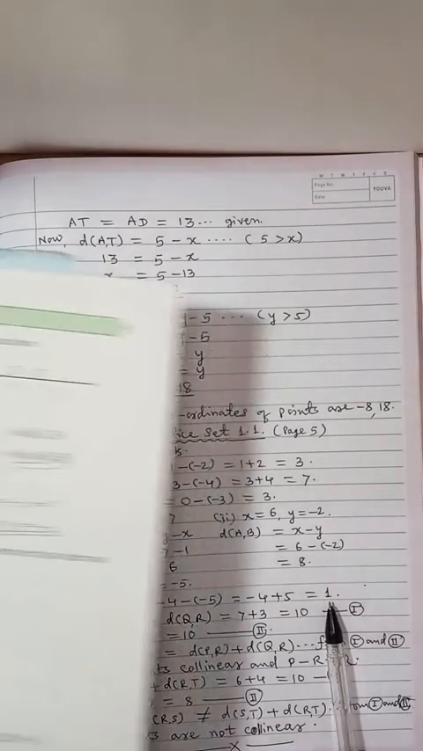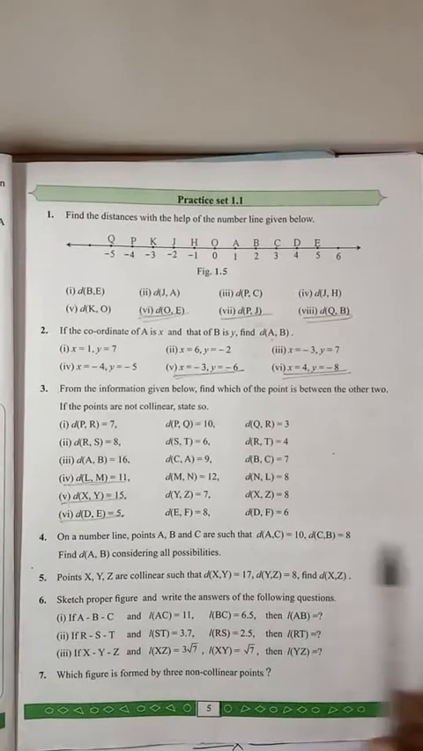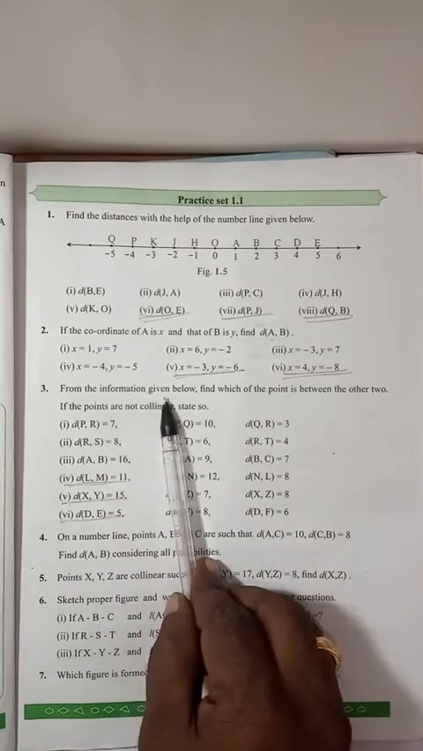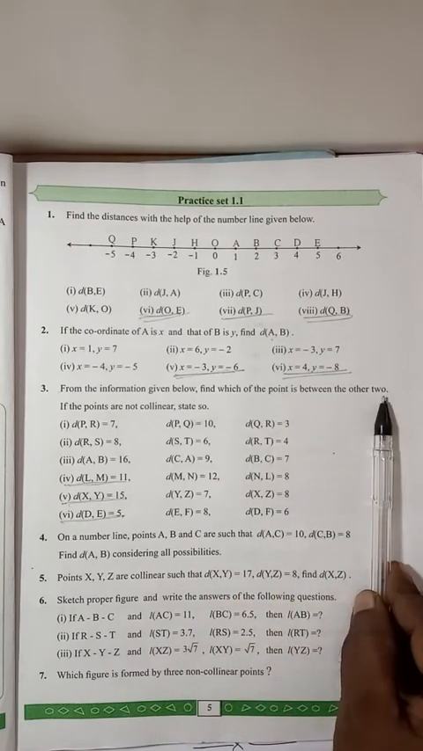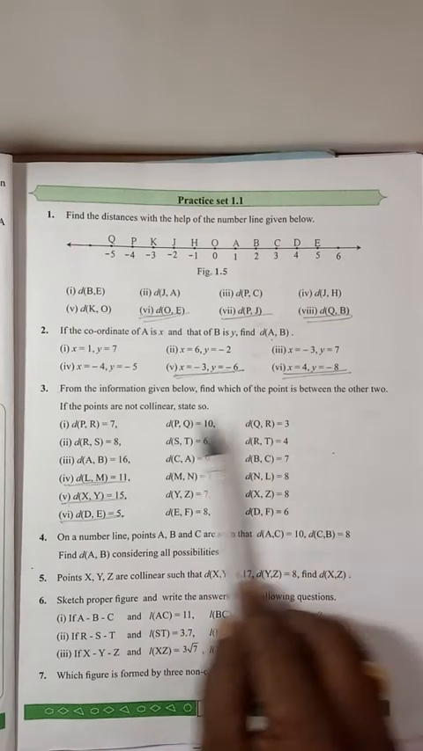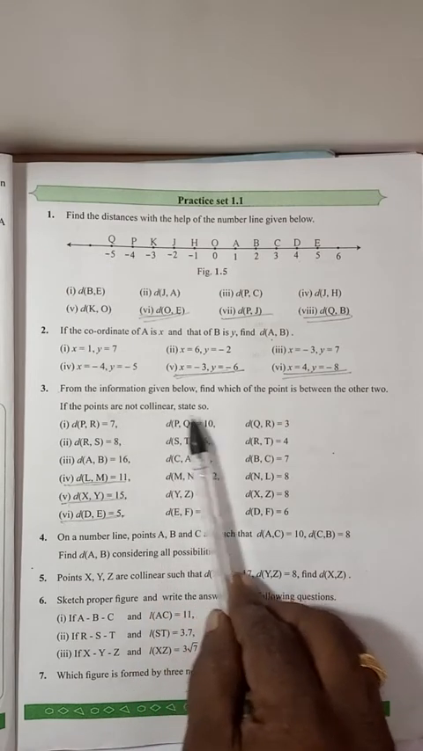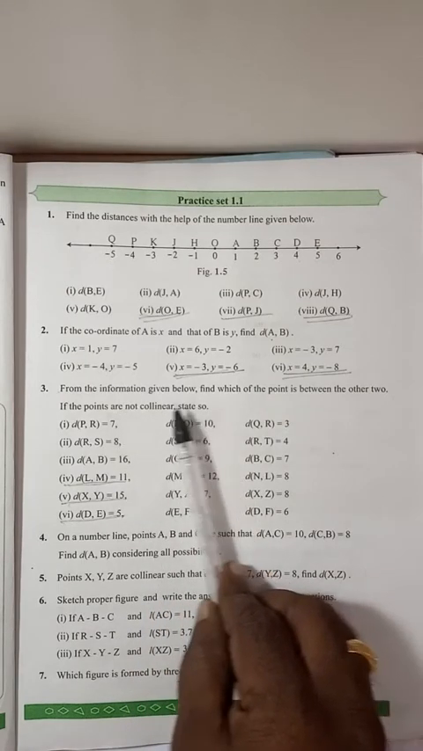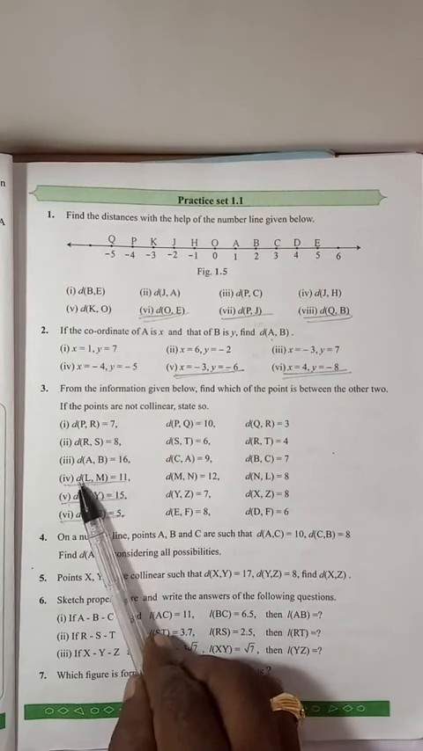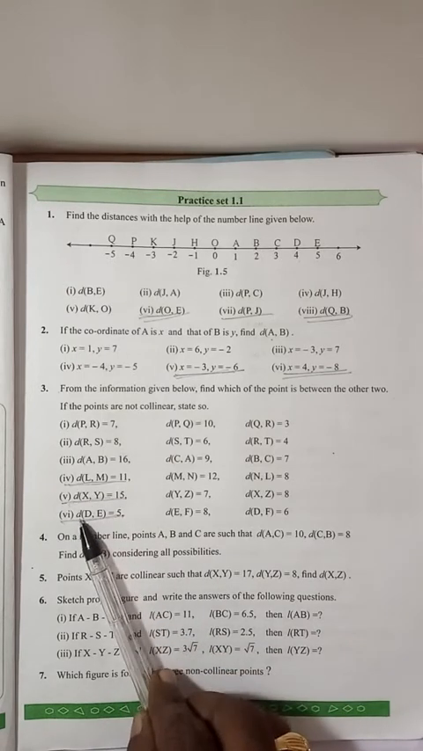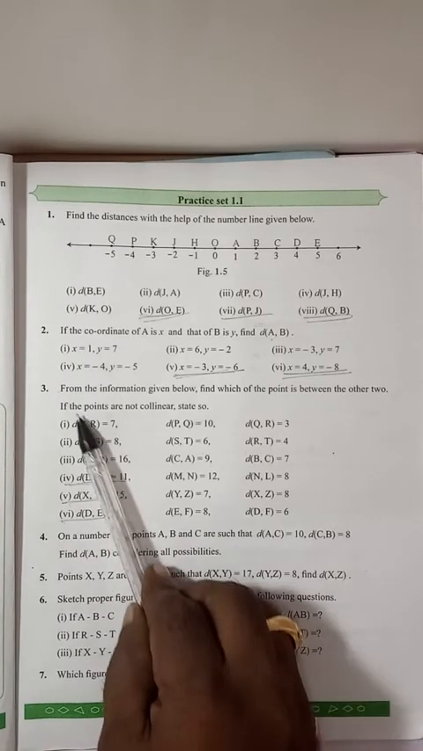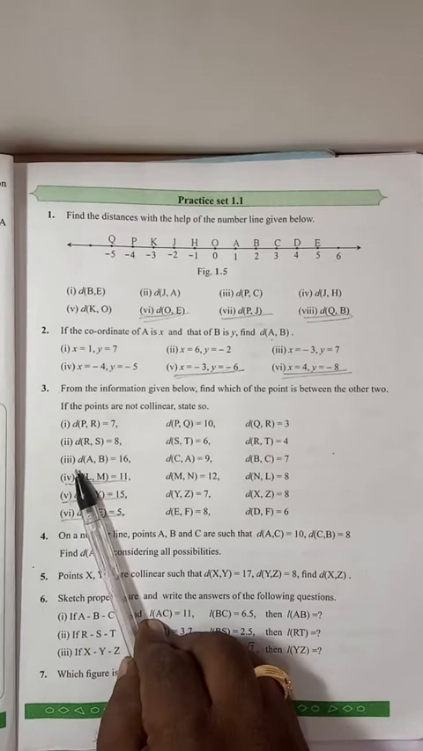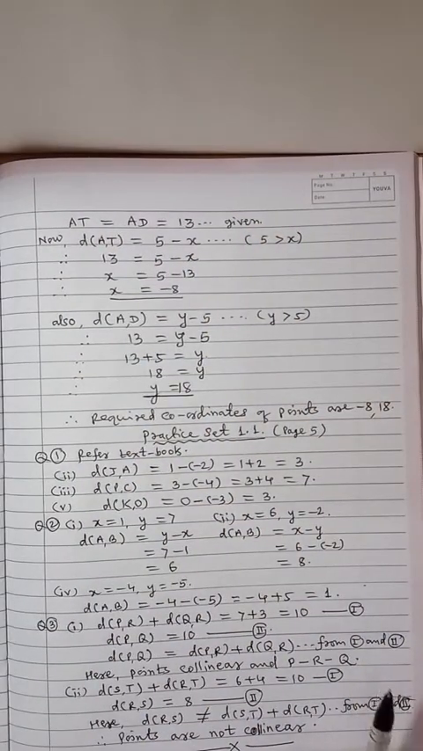Now we'll go to question number 3. From the information given below, find which of the points is between the other two. If the points are not collinear, state so. From this question also, sub questions number 4, 5 and 6 are eliminated from the portion. So we have to solve the first 3. Now we'll go to sub question number 1.